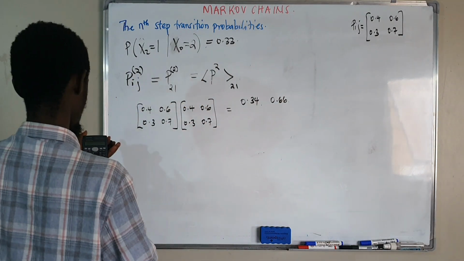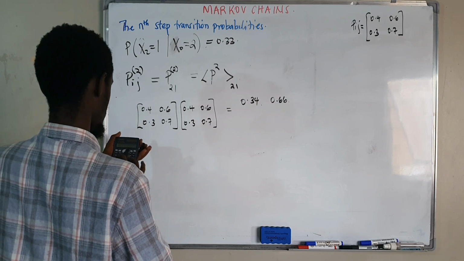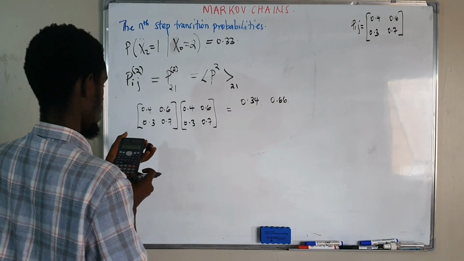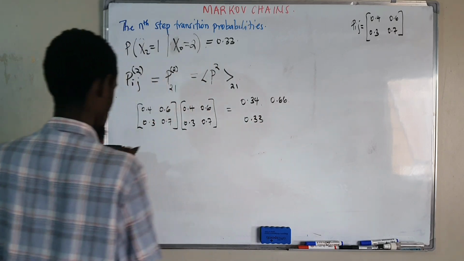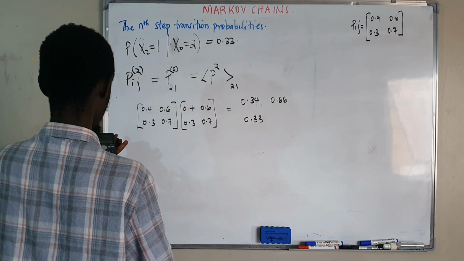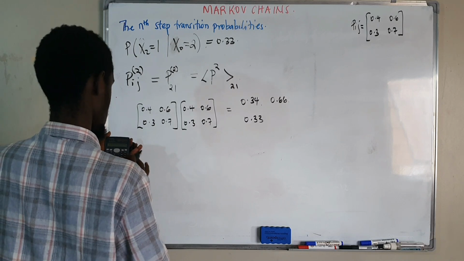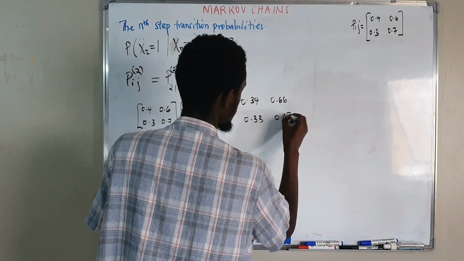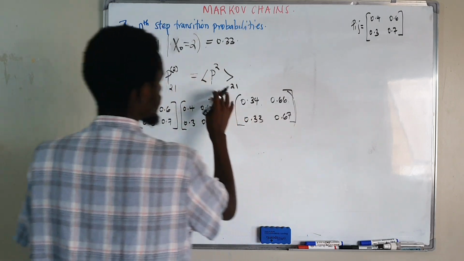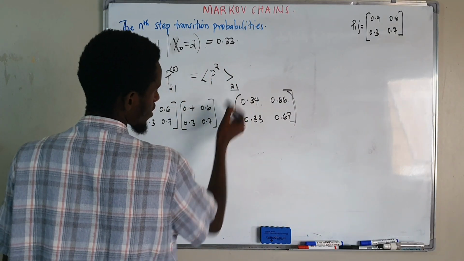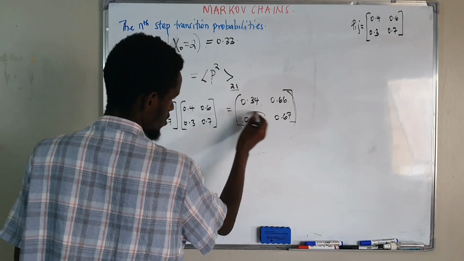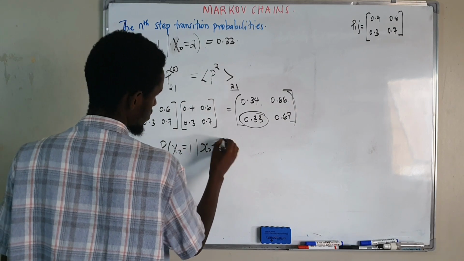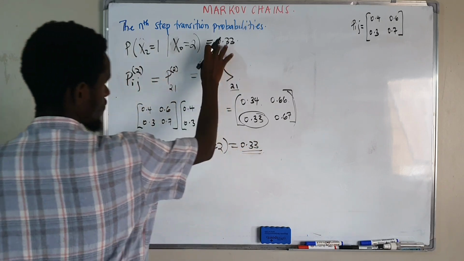Then I have 0.3 times 0.4 plus 0.7 times 0.3, and I'll have 0.33 here. Then 0.3 into 0.6 plus 0.7 into 0.7, I'll have 0.67. My task now is reading my value of 2 1. I'm transiting from 2 to 1, so 2 to 1 is this value here. I'll say that the probability of X2 equal to 1 given X0 equal to 2 is the same as 0.33, and this is the same answer we had here.